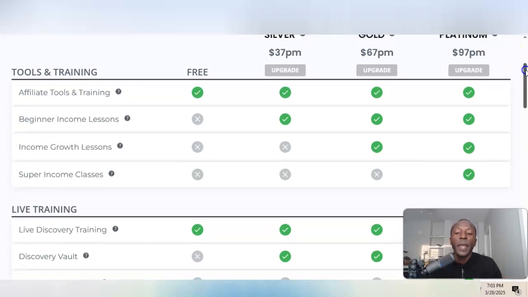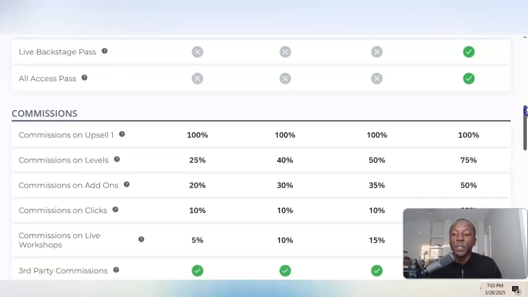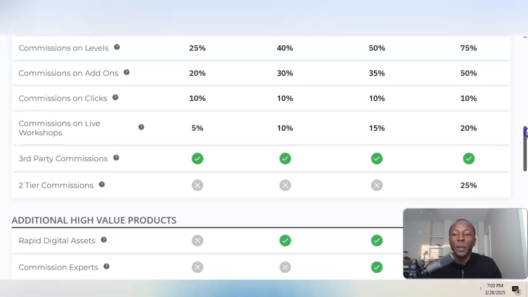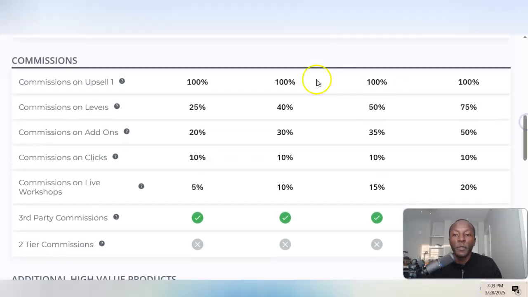And with all these different levels, these are the commissions that you would earn. As a free member, you earn 100% commissions on one of the upsells that they have, and that's the case with all the levels. And then after that, even if you don't ever pay and people upgrade to higher levels than you are, you still make money on those levels. It's just that you make less than those who are upgraded to higher levels.